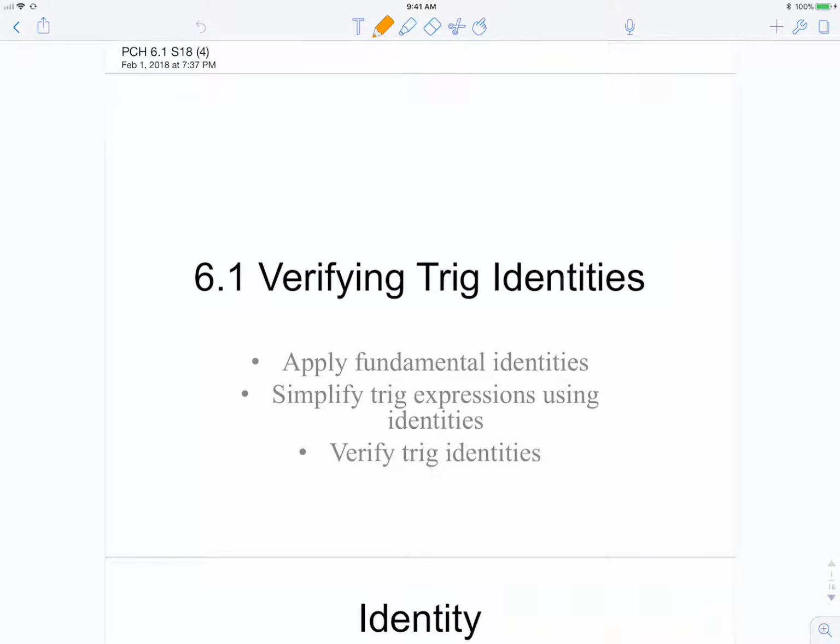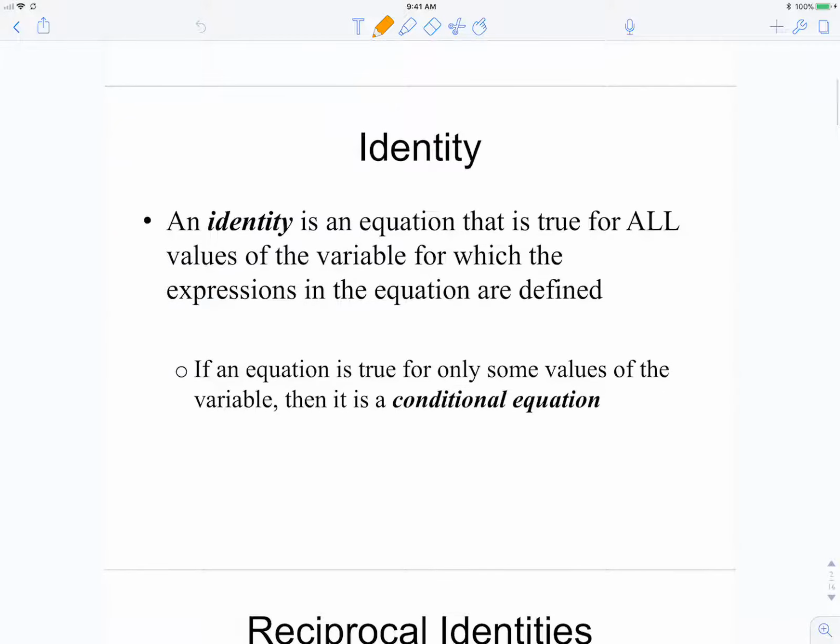Okay, so this is my favorite chapter that we're starting, and we're starting in 6.1, verifying trig identities. So an identity is an equation that is true for all values of the variable for which the expressions in the equation are defined. So the left-hand side equals the right-hand side for any value of the variable. An equation that is true for only some values of the variable is called a conditional equation.